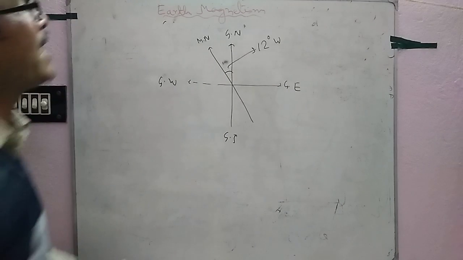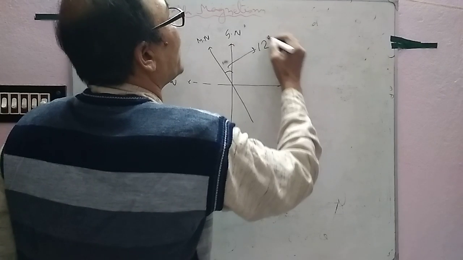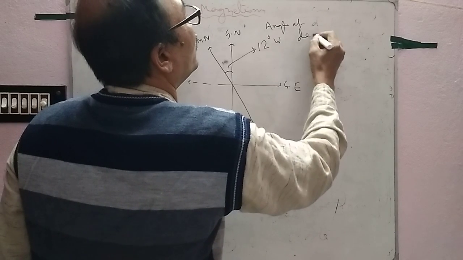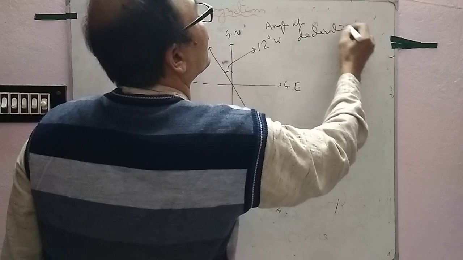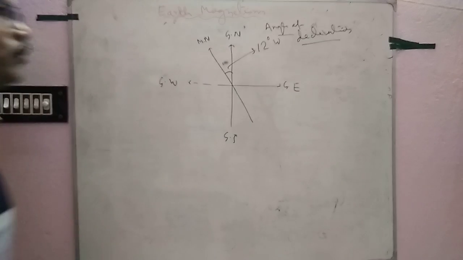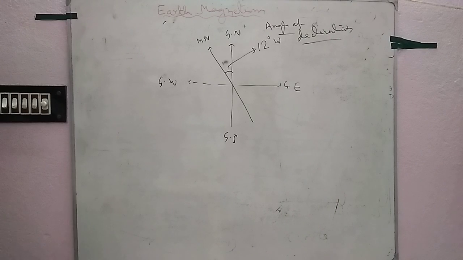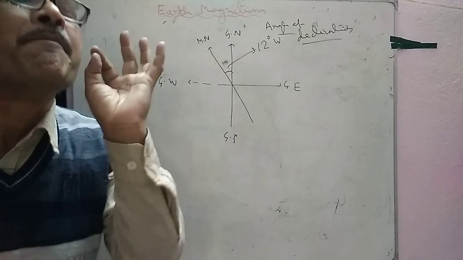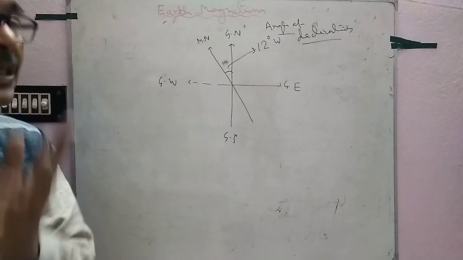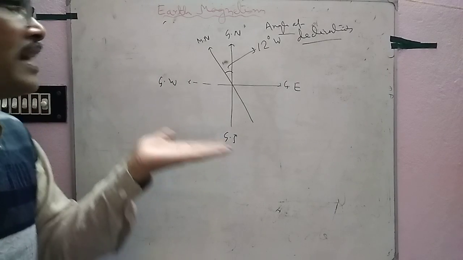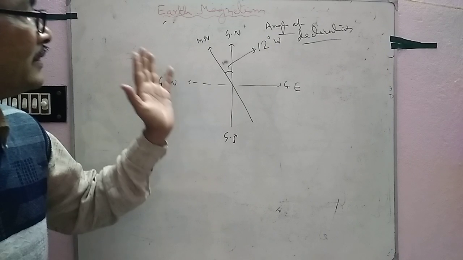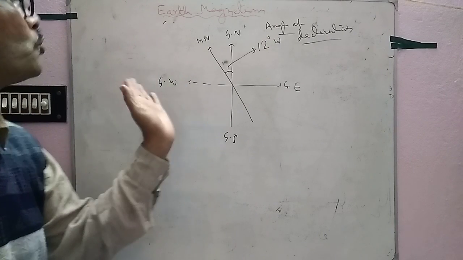12 degree west, here angle of declination. The angle of declination at a place is 12 degree west. That means the angle between magnetic meridian and geographic meridian at this place is 12 degree. And if a magnet which can easily rotate in a horizontal plane at that place, then the north pole of that magnet will tip towards the west.